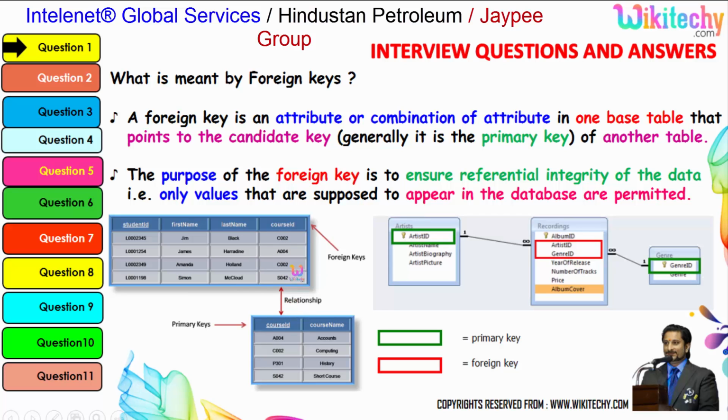Only values that are supposed to appear in the database are permitted. So if the course is not there, the student can't join. That's how the foreign key relationship is. You're able to see another example. Artist ID is the primary key. It is made a foreign key here. Genre ID is the primary key here, made a foreign key here.